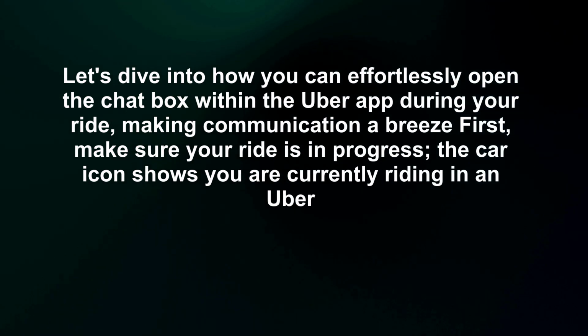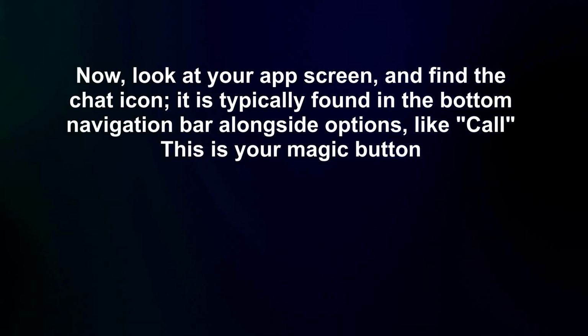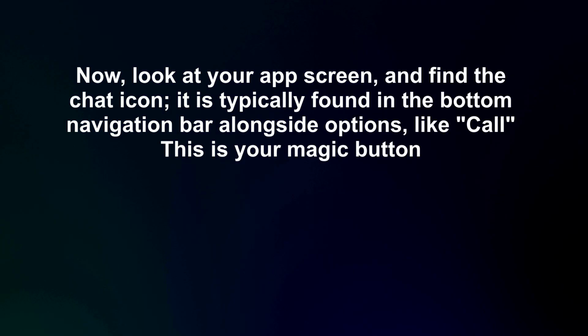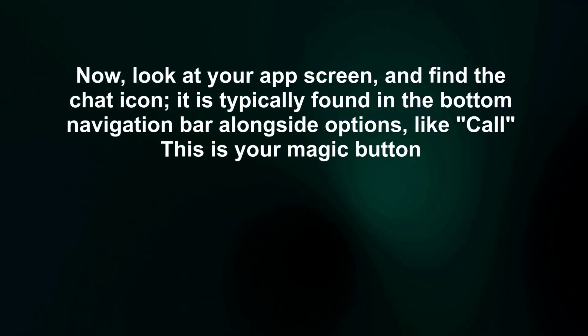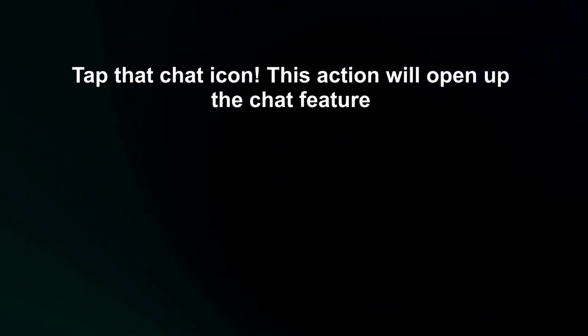The car icon shows you are currently riding in an Uber. Now, look at your app screen and find the chat icon. It is typically found in the bottom navigation bar alongside options like call. This is your magic button. Tap that chat icon. This action will open up the chat feature.